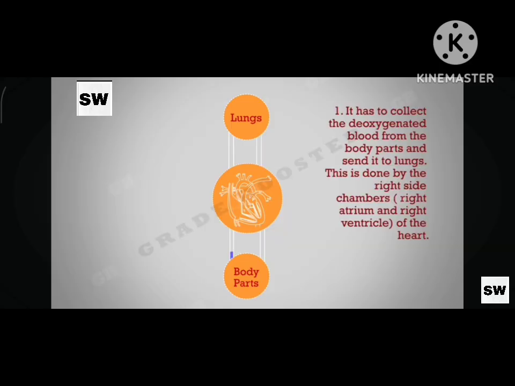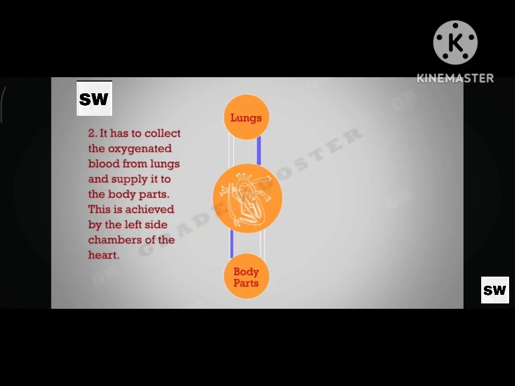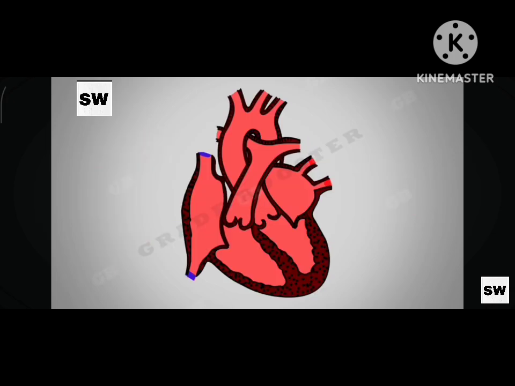1. It has to collect the deoxygenated blood from the body parts and send it to the lungs. This is done by the right side chambers, right atrium and right ventricle of the heart. 2. It has to collect the oxygenated blood from the lungs and supply it to the body parts. This is achieved by the left side chambers of the heart. But it does both the jobs simultaneously. Let's see how it does in action.